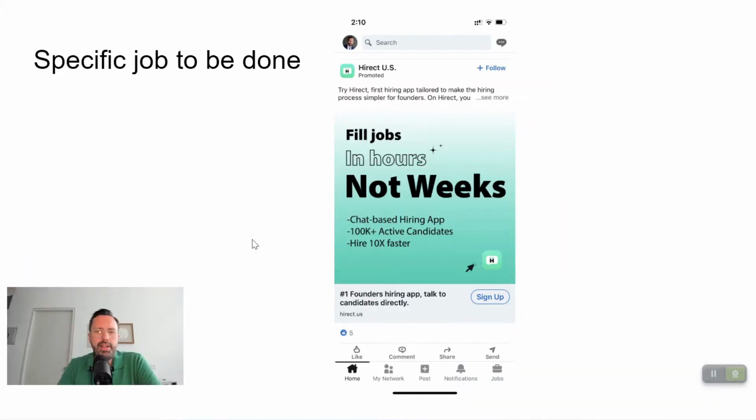Okay, what I like about this ad is it talks about a specific job to be done. So fill jobs in hours, not weeks. So it's not vague, get more jobs filled. It's fill jobs in hours, not weeks, rather than, say, quickly, which would be kind of vague. So fairly specific, and then you just have the sign up CTA.